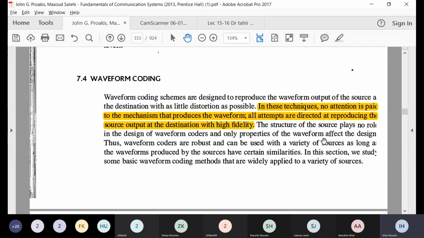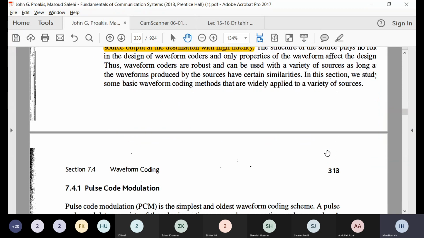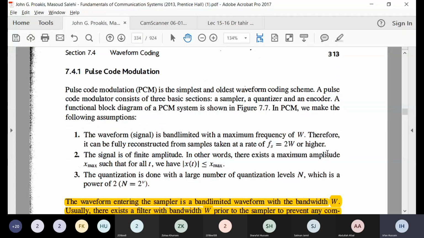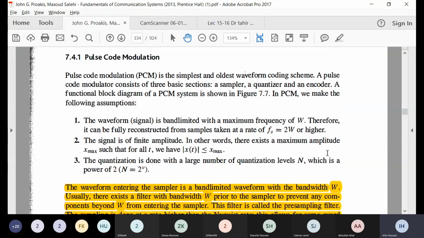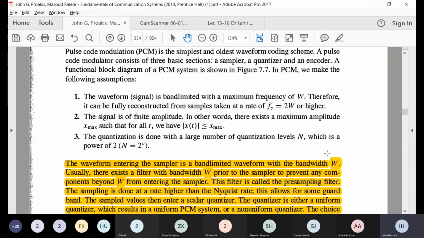Alright, so the properties of the waveform will affect the design and all that. Waveform coders which are used to discretize our signal have to be robust, and they can work with a variety of sources. We will study some of the basic waveform coding methods. They are widely used in industry. First and the oldest and the most simple is PCM, pulse code modulation. Again, we'll have three sections: sampler, quantizer, and encoder. The block diagram is given, you can see in this figure.